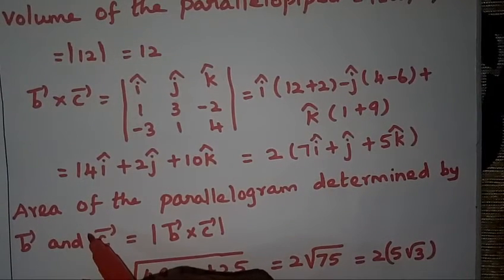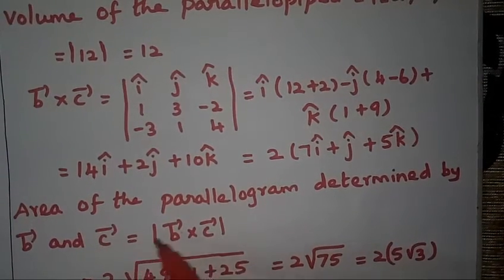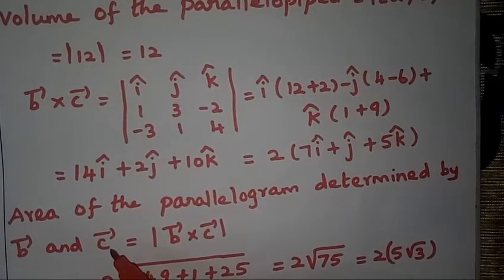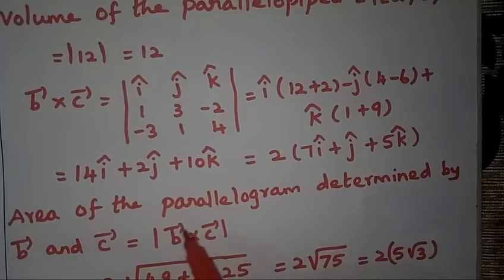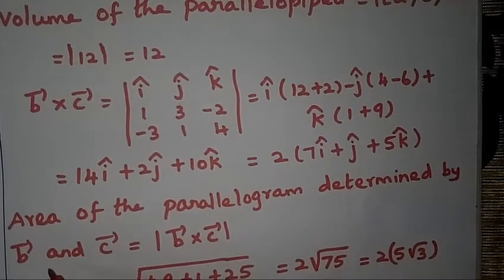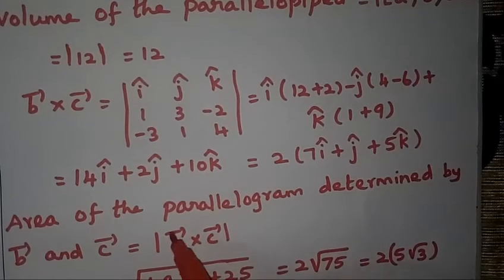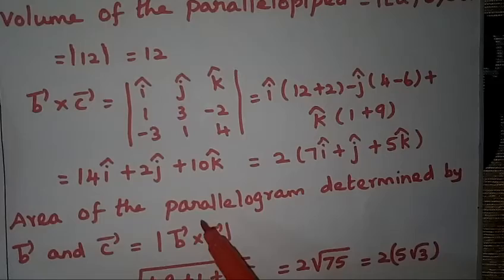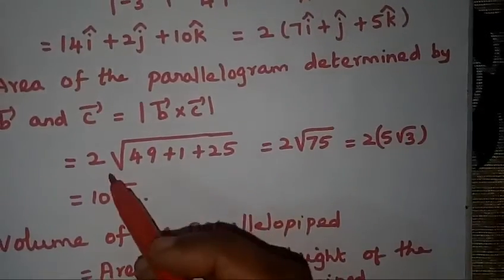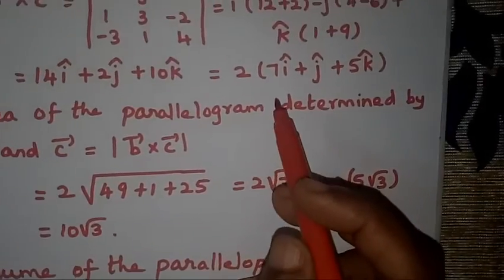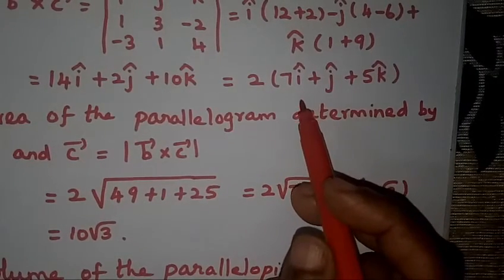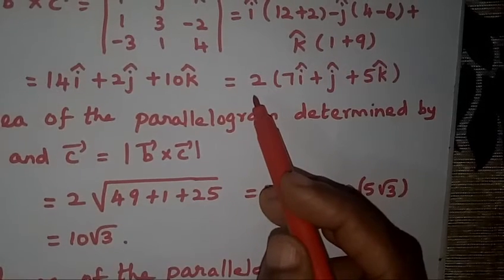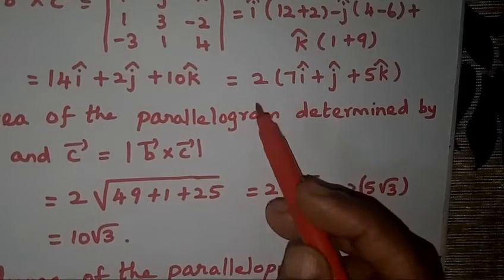Now in the question it is given the base of the parallelogram is determined by B vector and C vector. So I am finding the area of the base. The area of the parallelogram determined by B vector and C vector is the modulus of B vector cross C vector. This is the formula for the area of a parallelogram. I am going to find the modulus of this, which is our B vector cross C vector. If a number is there, we take the modulus of it and make it positive. Already it is positive, so you can write it in the same way.